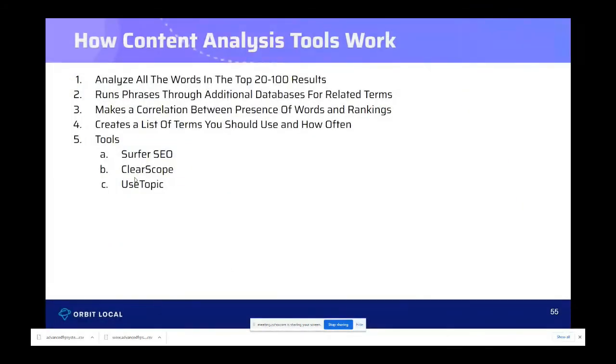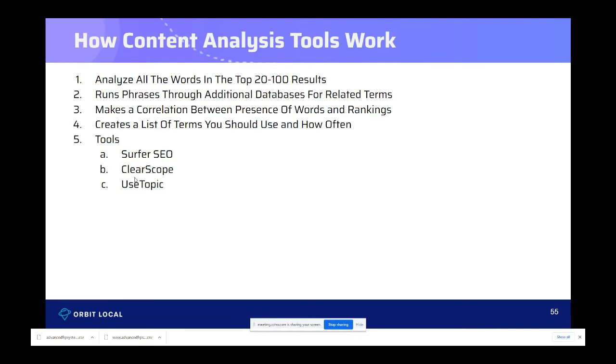The way these tools work is they analyze the top 20 or 100 results, depending on the tool, and then they run the phrases they find through additional databases to find related terms. Some of them use the Watson database, some use the Google NLP database, and some have their own databases. They try to find additional related terms, and then make a correlation between the presence of those words and their rankings. After they do that, the tool will give you a list of terms that you should use and how often. So these are some good tools that I recommend for doing content analysis.